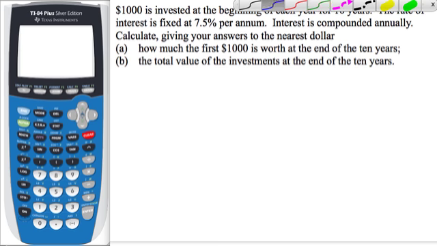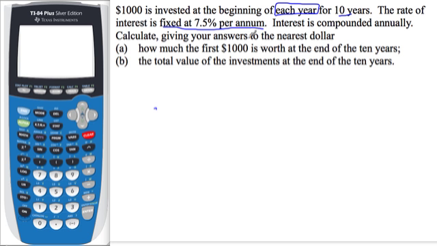In this example, we're talking about money. We're talking about investing $1,000 at the beginning of each year. This is going to make it more difficult than other problems we've looked at. For 10 years. That means at the beginning of every single year, you put $1,000 into this investment plan. The rate of interest is fixed at 7.5% per annum. That means per year. And the money is compounded annually.